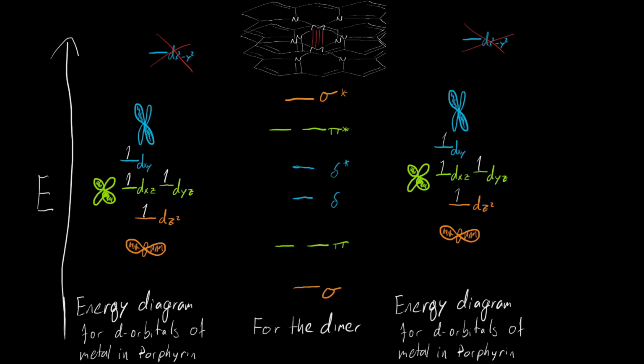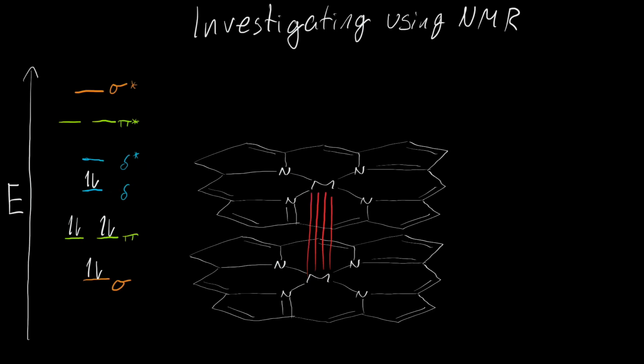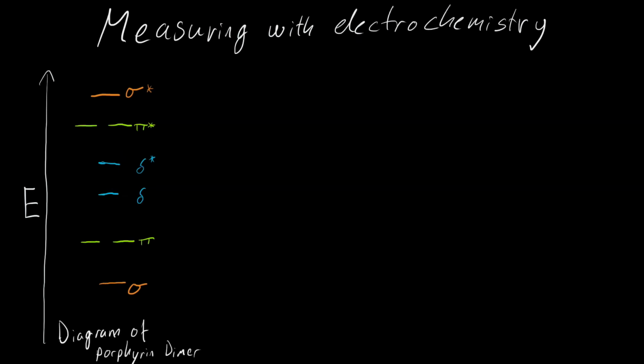This requires the metals each having 4d electrons, such as rhenium-3 or osmium-4, so that they fill up until the delta bonding orbital. Then, there are more ways of investigating the HOMO-LUMO gap. One way is to measure the NMR spectra at different temperatures. What happens then is that once you reach the activation energy to break the delta bond, the two porphyrin complexes start rotating away from each other, changing the NMR signals.